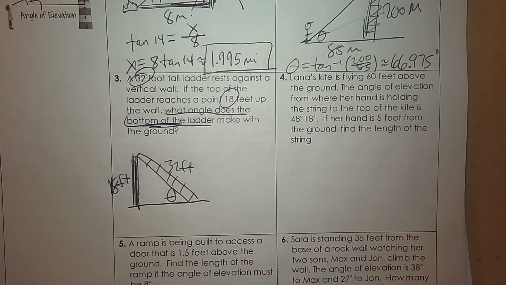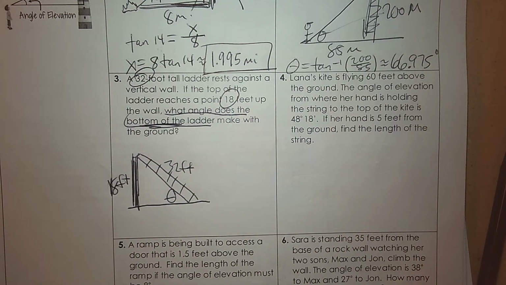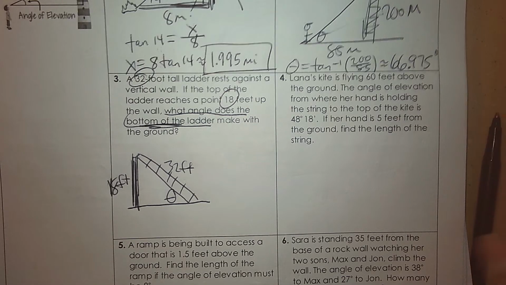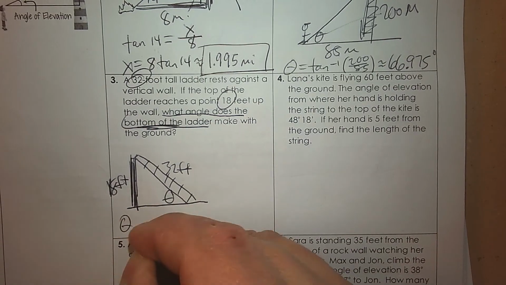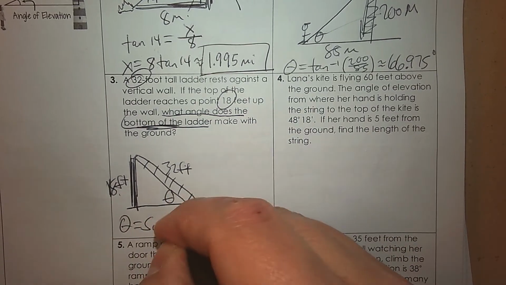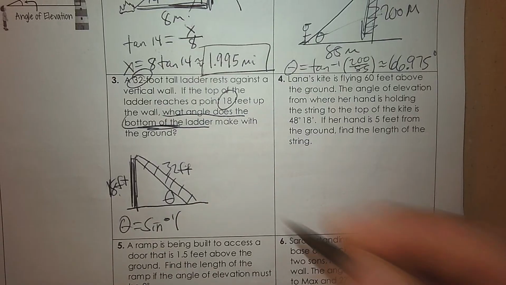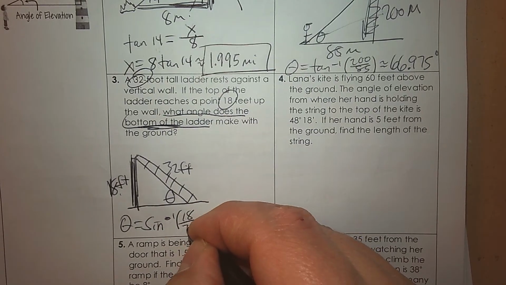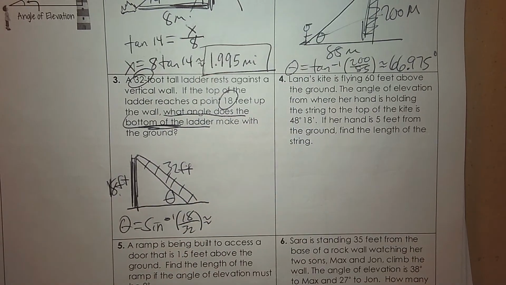All right, you can orient it differently, right? Like if your wall is on the right side, that's fine. But if you made your wall on the right side, is it still the same setup? Did you label the ladder 32 feet, the wall is 18, and the angle is where the ladder and the ground meet? Now, which trig ratio do I use? Opposite and hypotenuse. And for a missing angle, you use the inverse. 18 over 32, use your calculator.